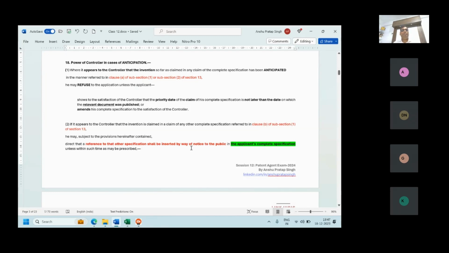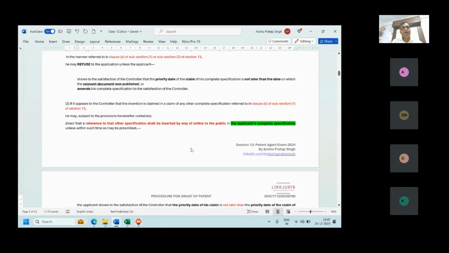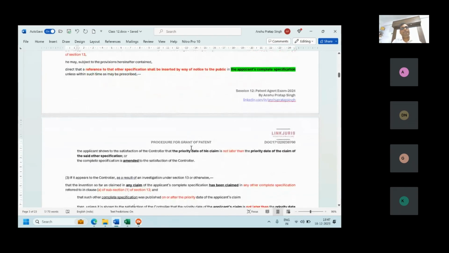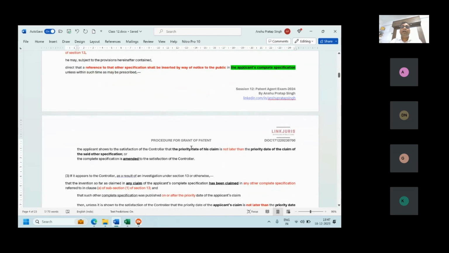Then comes prior claiming. If there is a prior claiming, then you have to make a reference in that applicant's complete specification. He can direct you to that. If you agree to it, you can introduce the reference, or you can defend it.